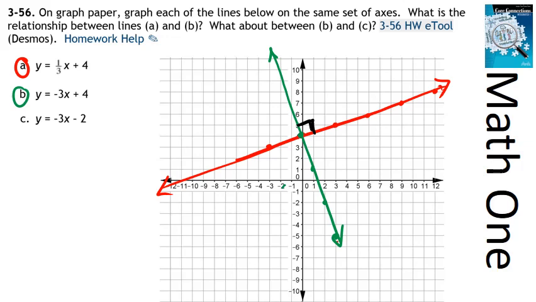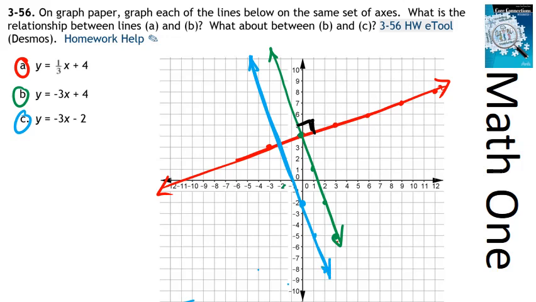Let's do C, and for C I will use blue, and C has a y-intercept down at negative 2, and we're following the same slope pattern as B, so I'm going down 3 units over 1, down 3 units over 1, down 3 units over 1, and I could also go up 3 and back 1. So I hope this is it. Does this look like the line? Something like that. There and there.